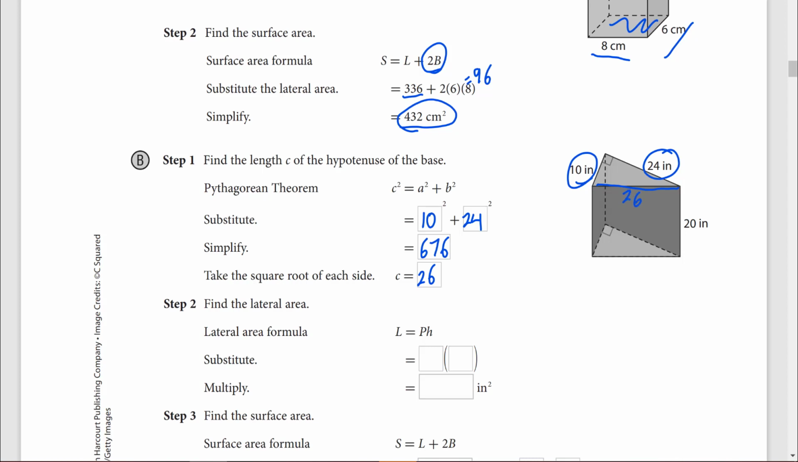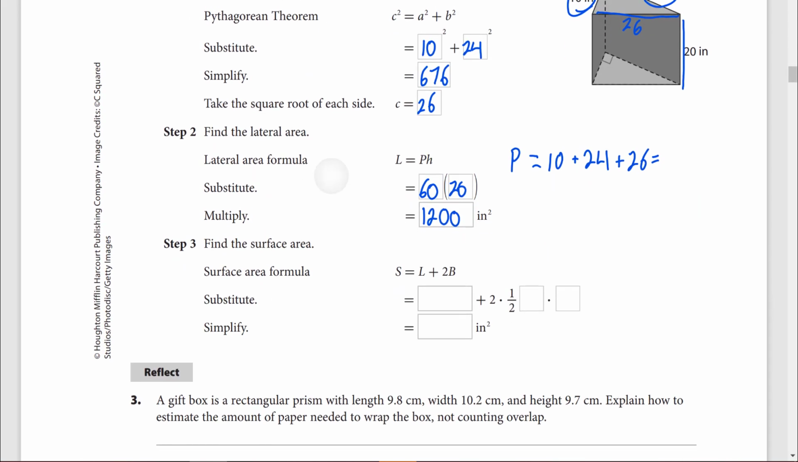So to find my lateral area, I'm going to add all of those up. So I'm looking at my perimeter would be 10 plus 24 plus 26. Again, the perimeter is always the sides of the bases added up. So I get a perimeter of 60. The height of my prism is 20, which means I have a lateral area, those upright sides that aren't the bases, add up to 1,200 square inches.